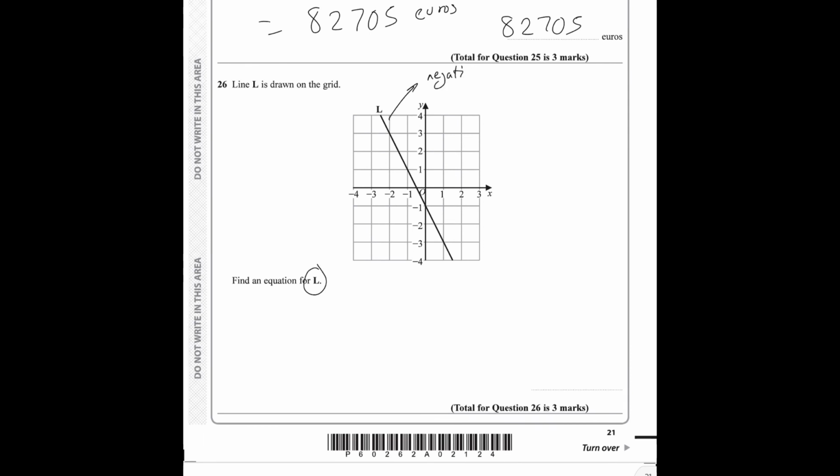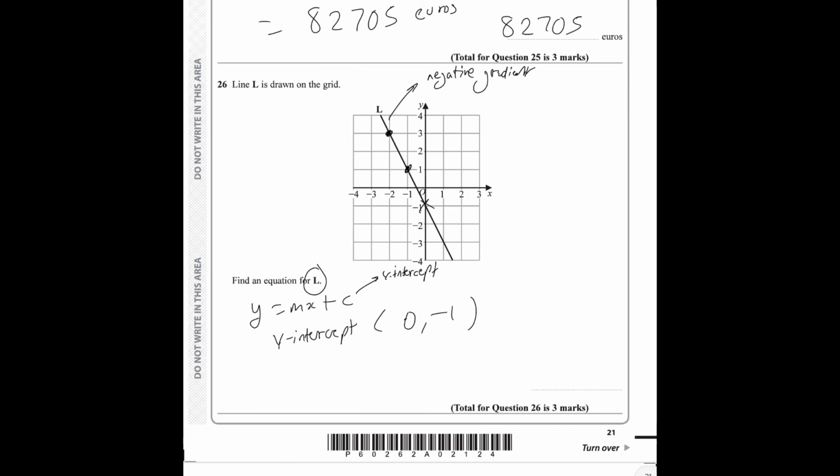Find out the equation for L. Since this slopes in the opposite direction, it must have a negative gradient. Use this equation, y equals mx plus c, where m represents the gradient and c represents the y-intercept. The y-intercept is any coordinate that crosses the y-axis, so we can find the coordinate of this point, since it crosses the y-axis, and the y-intercept here is (0, -1).